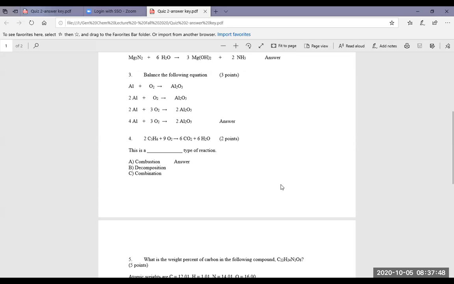So when I went back and checked that, that's where I saw that I wasn't balanced on the aluminum, because now there were 4 on the product side, on the right side. So I had to increase the aluminum up to 4 to make that balance. Then if I check that, I see with 4, 3, and 2 as the coefficients, I have my aluminum and my oxygen both balancing.